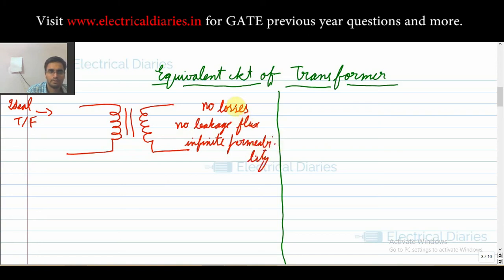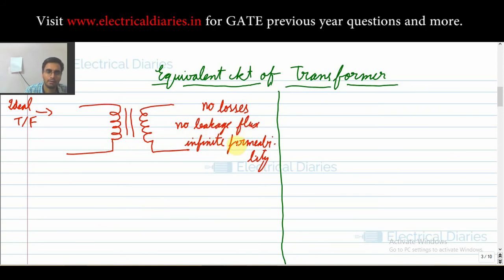So let me explain a little bit the significance of these things. No losses means there is no I square R losses, and no hysteresis loss also. There are two types of losses in a transformer that I will cover in some other video. And no leakage flux means the magnetic field lines that are not linking with the core. Those lines we compensate by using a reactance, that is an inductor, for lines which do not interact with the other winding. That is the concept behind the leakage.